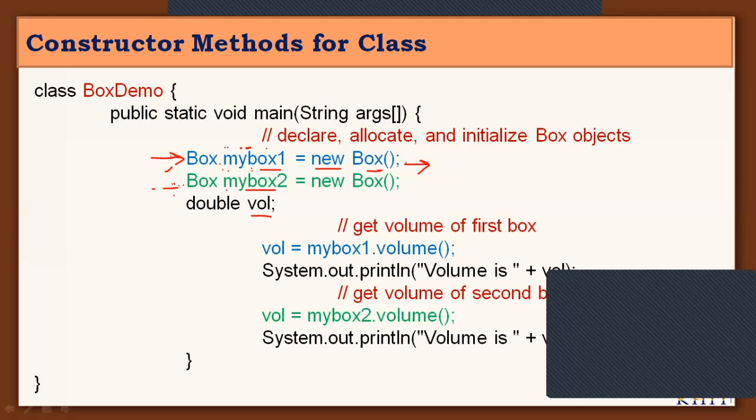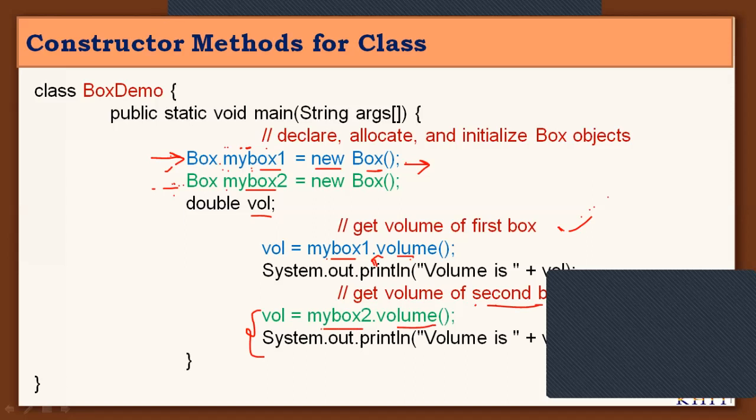By calling the member method of the Box class using the object name followed by the dot operator and the method name, it gets the volume of the first box. The same code is written for mybox2.volume. Volume is a member method of the Box class, and it gets the volume of the second box.